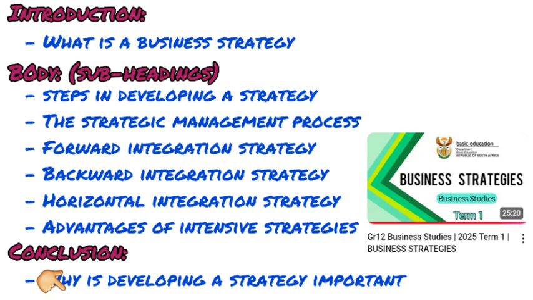So remember, we said you're going to start with the steps of developing a strategy as your first subheading. Secondly, strategic management process. Third, you are going to now separate your integration strategies. We have the forward integration, the backwards integration strategy, and the horizontal integration strategy. So that becomes 3 subheadings that fall under that third bullet point alone. You need to separate them so that the marker can also see that you understood the 3 different strategies and you understand what they are and you were able to outline them.